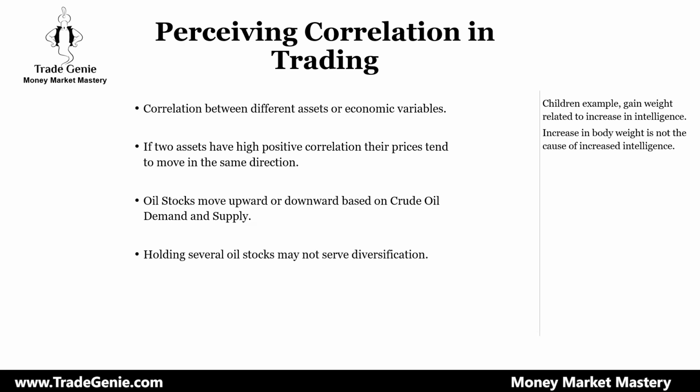The oil stock goes up when the demand goes up. Oil stock goes down when the supply goes up. So this is a positive correlation. Holding several oil stocks may not serve diversification. If you are applying the correlation and all the oil stocks go up when the demand goes up, then you are not applying diversification in your portfolio. Or because the home supply is less, the homebuilder stocks are going up, and then you pile up on KBH, Lennar, and all the homebuilder stocks. So you are not applying diversification. You're just applying the correlation and building your portfolio, not doing the real trading.